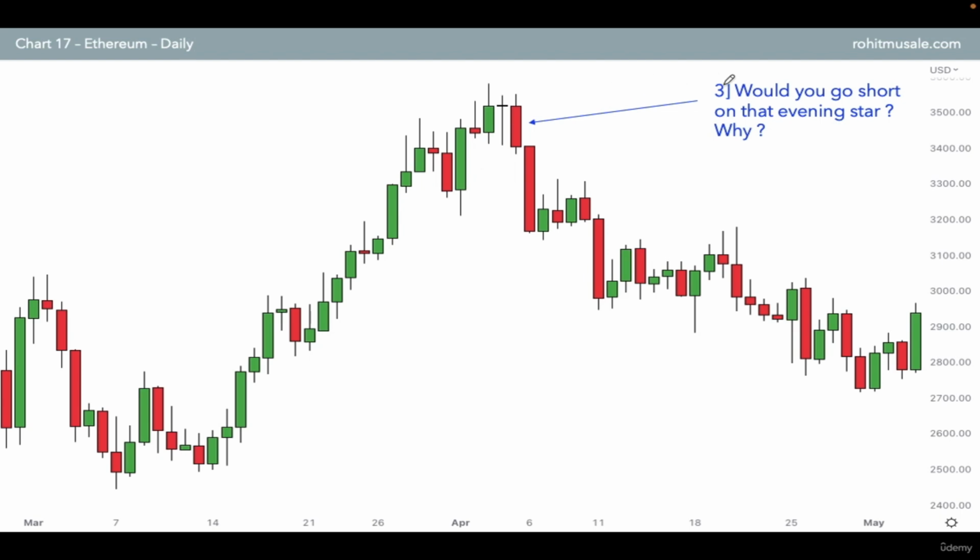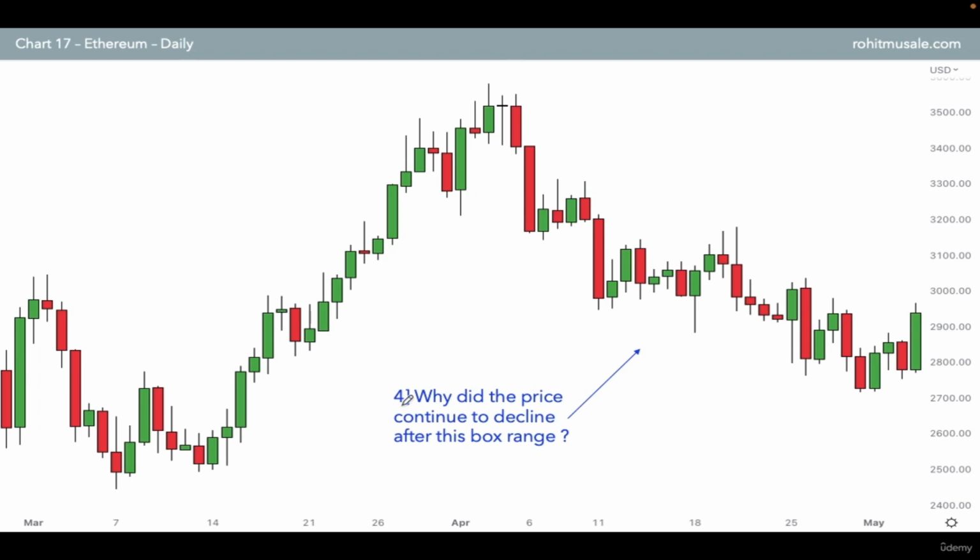Number 3, would you go short on that evening star and why? See, if you look at this evening star, it's confirming the high of that shooting star, right? So yes, I would go short on that evening star. And if you look at this price action, it's not much of a support because it's not much of a downtrend as such. It's not a pivot low. So definitely I would go short on that evening star. And where would I keep my stop loss? It would be here at the high of the evening star.